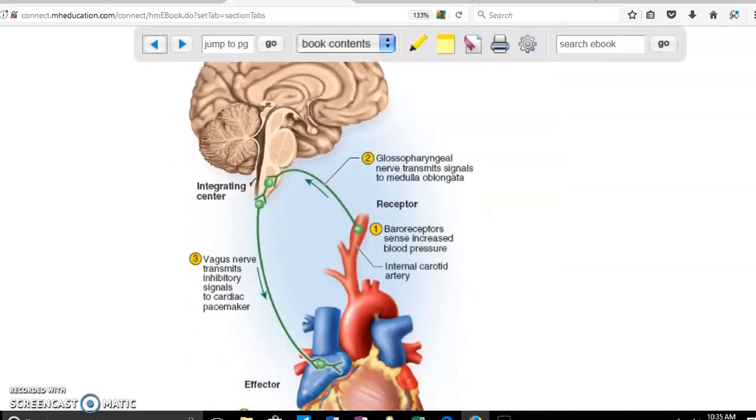As you can see here, an increase in blood pressure is captured by the receptors you have in the blood vessel. That information is sent to your brainstem, and from there, the heart rate is reduced in order to reduce the blood pressure. So that's an example of a visceral reflex.